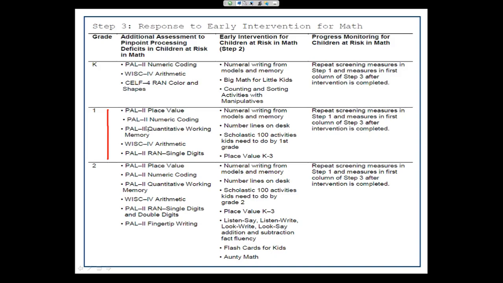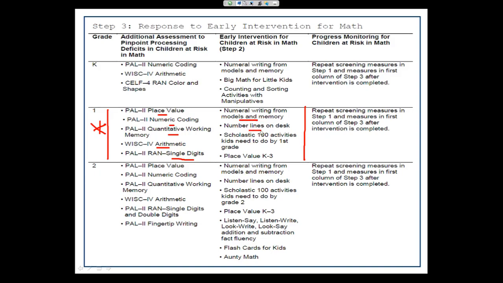These processing components allow us to identify more specifically the reason for underachievement in a specific area. So looking at place value, numeric coding, quantitative working memory, PAL2 rapid automatic naming of single digits, maybe the arithmetic from RISE 4. And again, based on performance on these cognitive components, you want to use what we list here for the early intervention. So teach the child to write numbers from models and from memory.